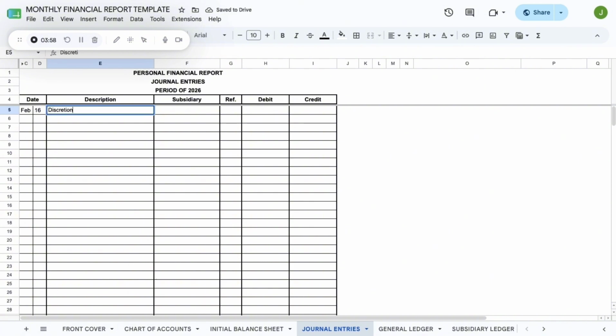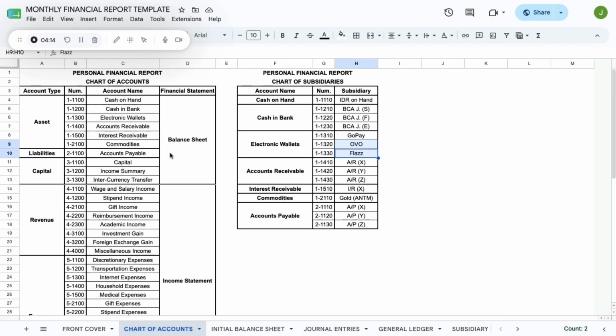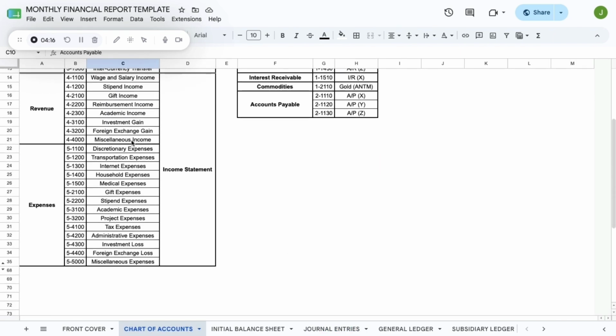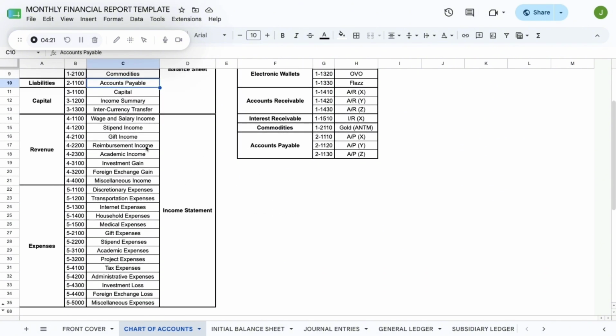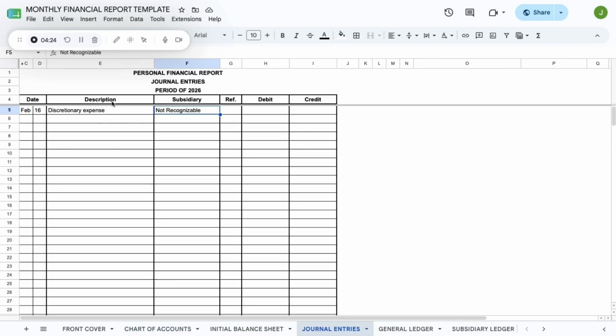For my specific account, you would use discretionary expenses, but let's just say you misspelled something. You missed the S, and it would pop out not recognizable. Why did it do that? Because in the chart of accounts here, there is no discretionary expense, and it only looks at the accounts that are recognized here. You can see that I've missed an S at the back, so we just fill in the S.